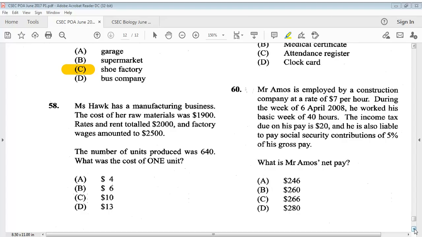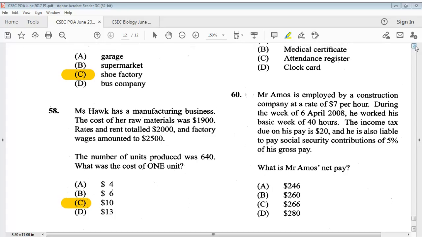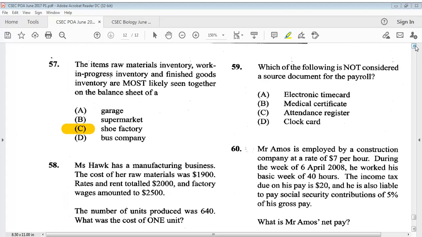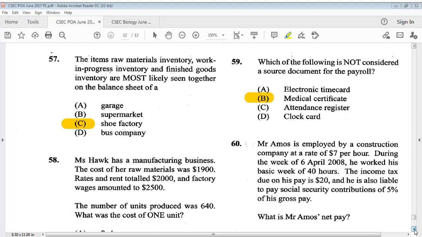6,400 divided by 640, we get 10. So $10 would be for one unit. C. Let's go on to number 59. Which of the following is not considered a source document for the payroll? A. Electronic time card. B. Medical certificate. C. Attendance register. D. Clock card. We know the answer is B, medical certificate. All the others are considered.